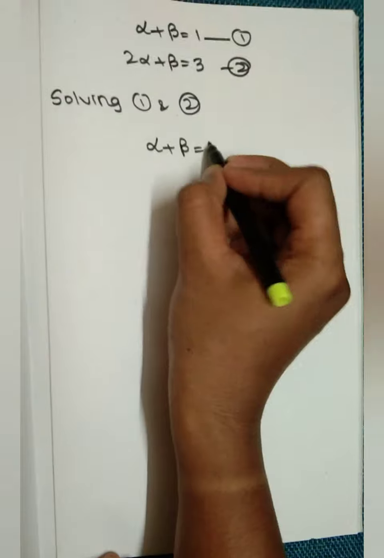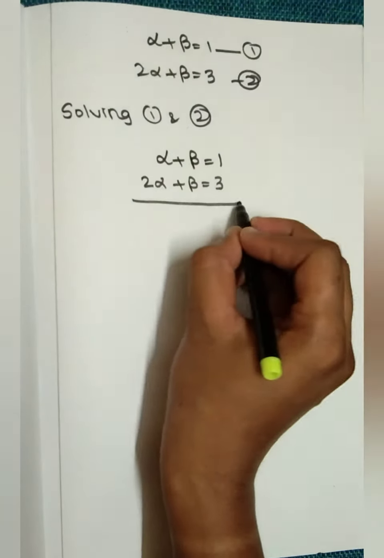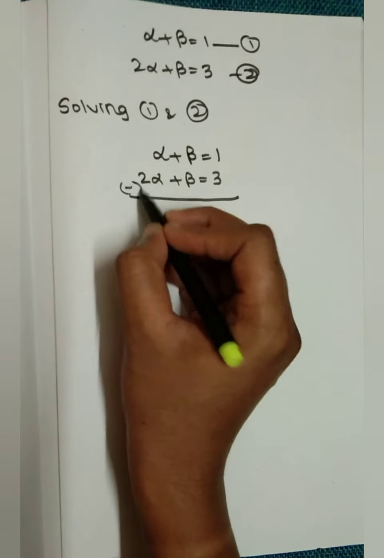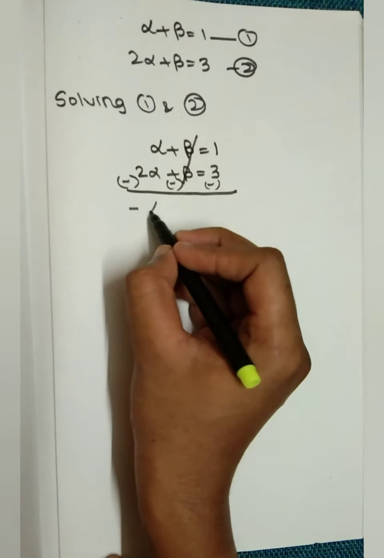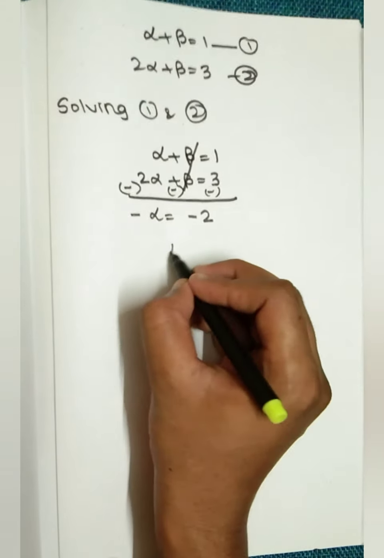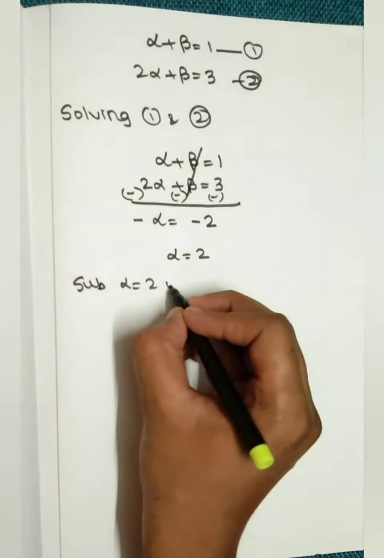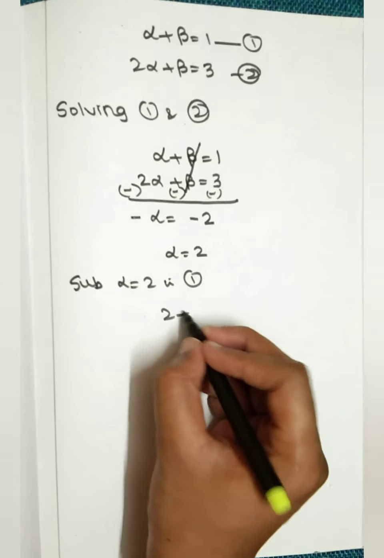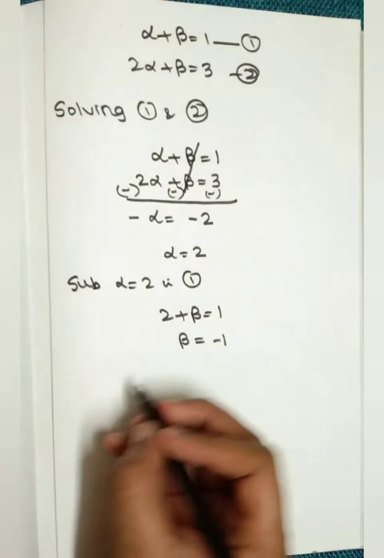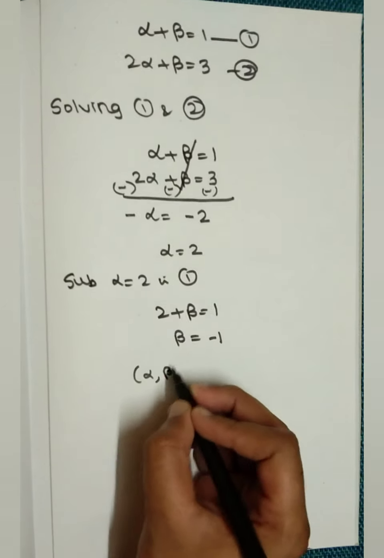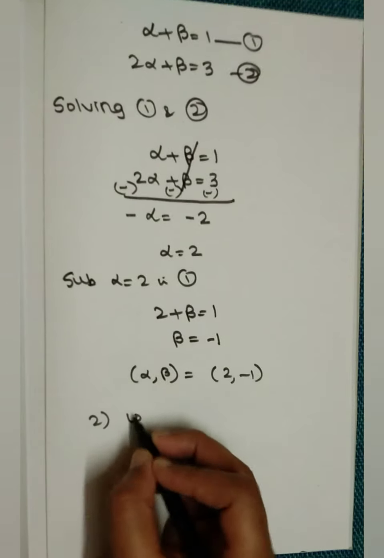Alpha plus beta equal to 1. 2 alpha plus beta equal to 3. Subtract the equations. Beta cancels. So minus alpha is equal to minus 2. Alpha equal to 2. So substitute alpha equal to 2 in 1. I will get 2 plus beta equal to 1. Beta equal to minus 1. So my alpha comma beta equal to 2 comma minus 1. The second option is correct.